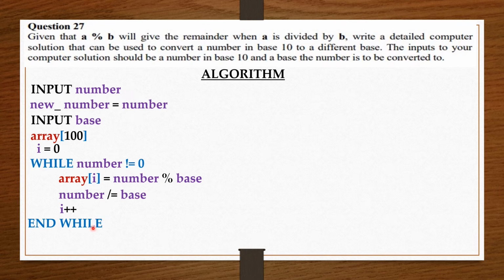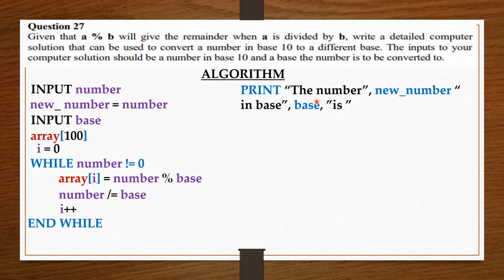Then you print or you display your result, the new number. Remember we said new number here. Now you see the reason why we have new number. The reason is that after this while loop ends, the number itself is going to be 0. That is why we stored a copy of the number in new number. So you say the new number in base is.